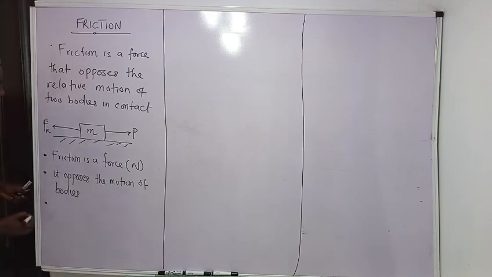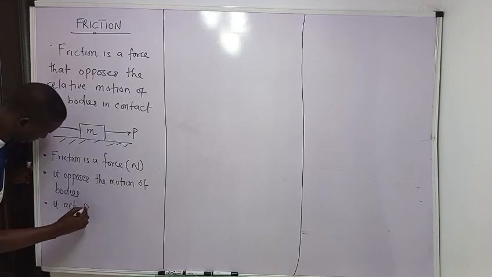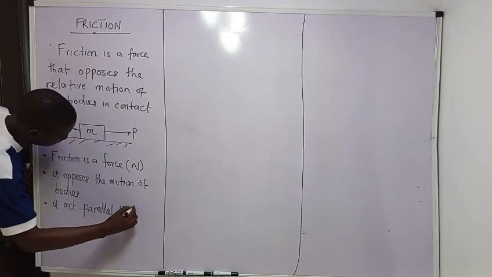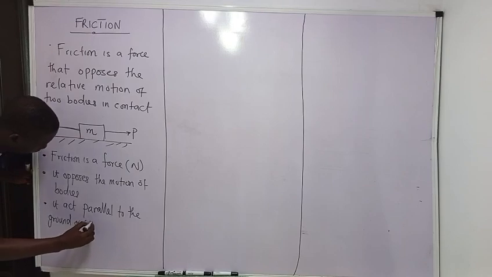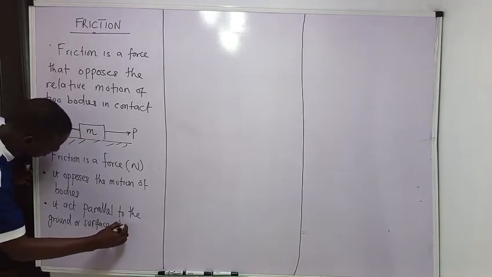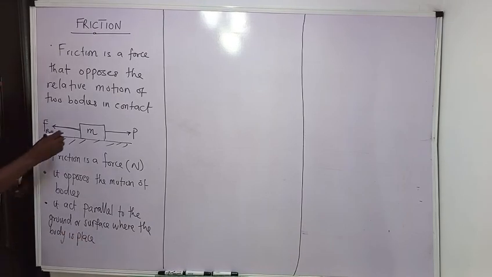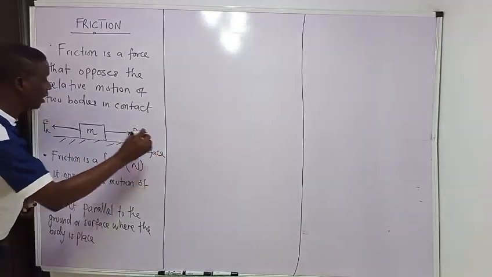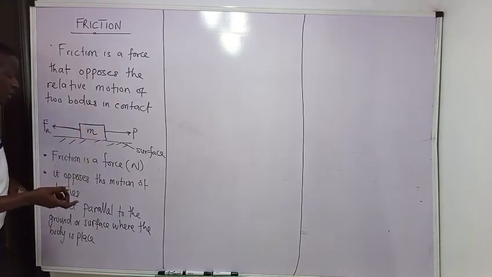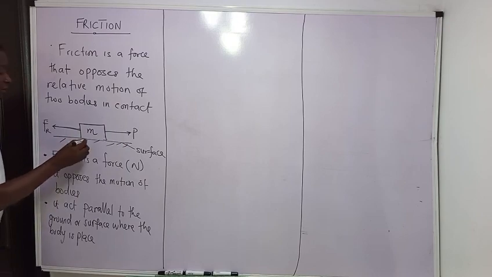Number 3 point I will pick from that definition is that if you check this diagram, you see that it acts opposite or parallel to the ground level, or the surface where the body is placed. So the body of mass M is placed on this surface. That is to say one is moving over the other; the body of mass M is moving relative to the surface it is placed in contact with.